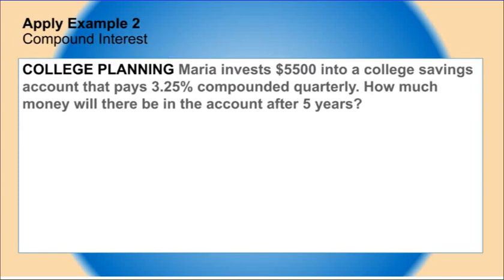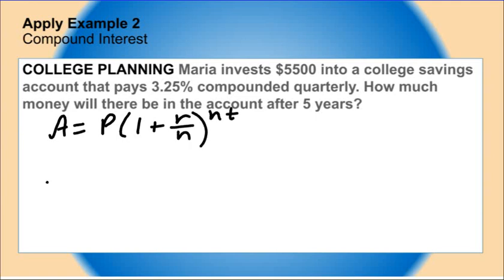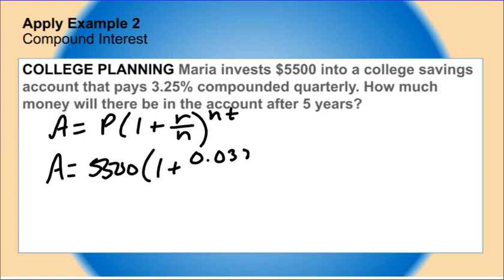Next, example 2. Maria invests $5,500 into a college savings account that pays 3.25% compounded quarterly. How much money will there be in the account after 5 years? So again, I use A equals P times 1 plus the rate divided by N, raised to the NT power. We're trying to find the account balance when the initial amount is 5,500 times 1 plus the rate as a decimal, 0.0325, divided by quarterly means 4 times, and it'd be 4t.